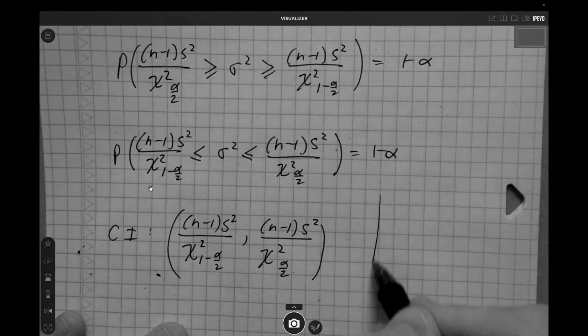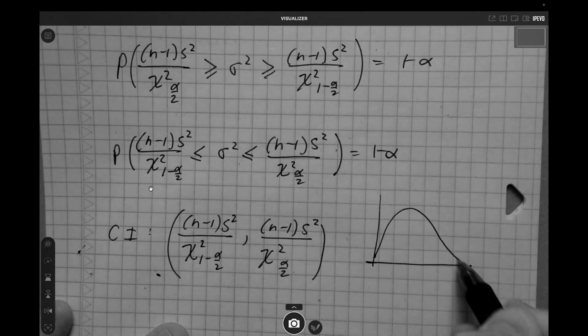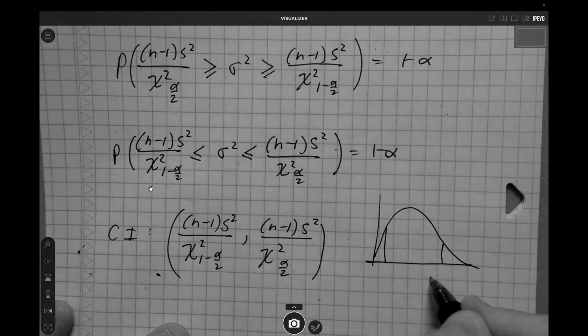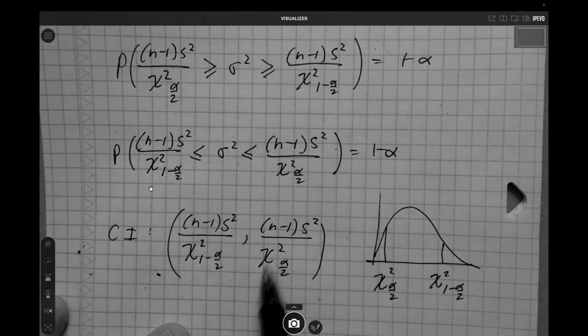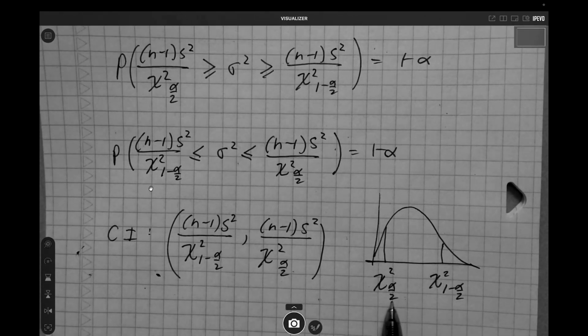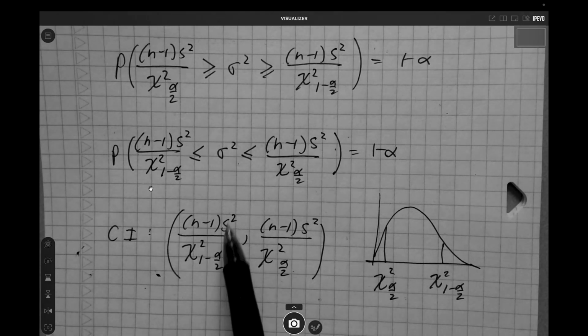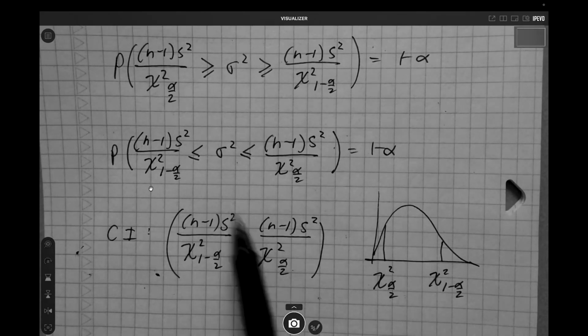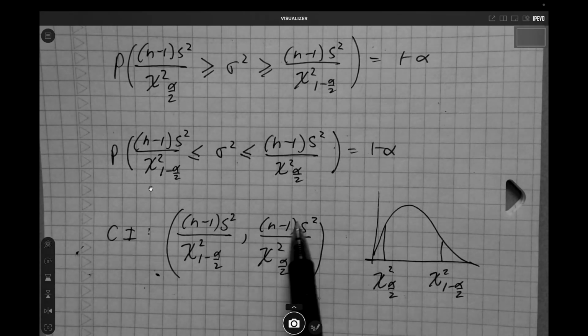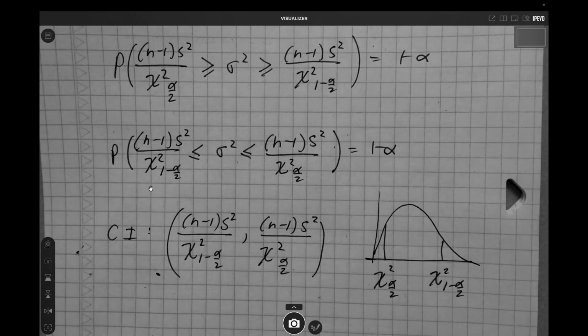So when you look at the actual distribution, this guy here at the top is 1 minus, and this guy down here is the one that you use the top, right? So they kind of get flipped, right? And hopefully that makes sense. This is going to be a larger value, so when you divide (n minus 1) s squared, notice the numerators are the same, by a larger value, you get a smaller number for the lower bound, and when you divide that same thing by a smaller number, you get a larger number for the upper bound, right? So it's all very, very logical.